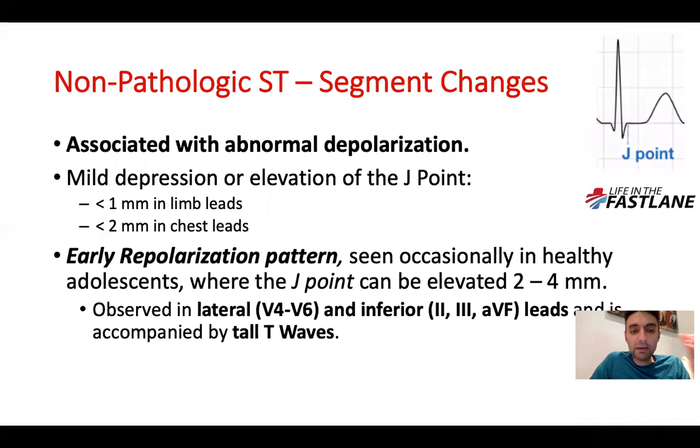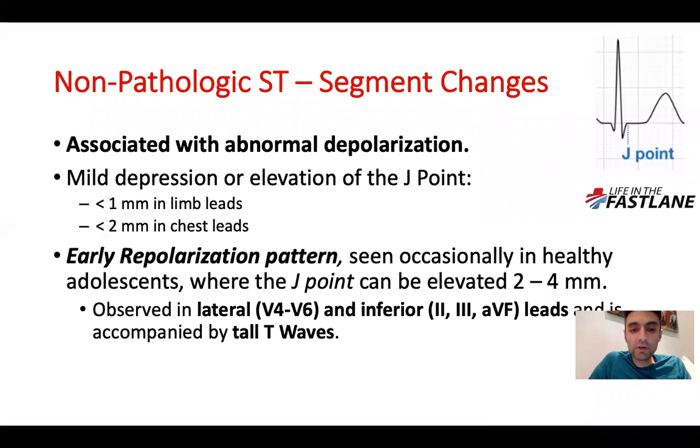Just to elaborate further, I said I will define minimal depression or elevation: less than 1 small square in the limb leads and less than 2 small squares in the chest leads. If you have an elevation or depression of less than that, this could be a normal or non-pathological ST segment change, or a normal variant.